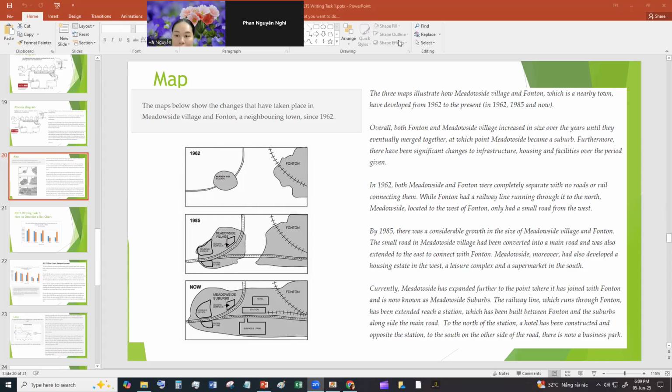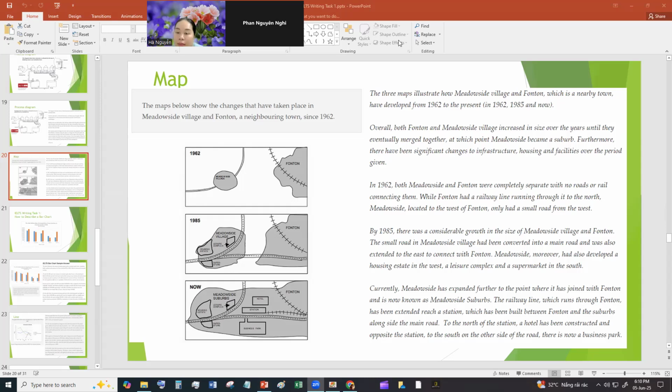That's right. You see, the introduction goes into more detail and paraphrases the question and the map. In the question, it says the maps. How about in the introduction? How does the writer paraphrase the maps below show?